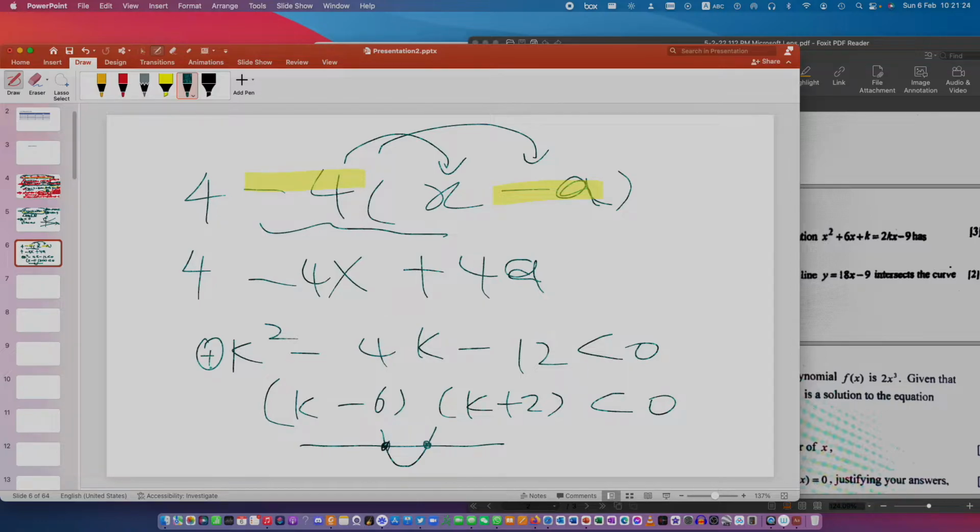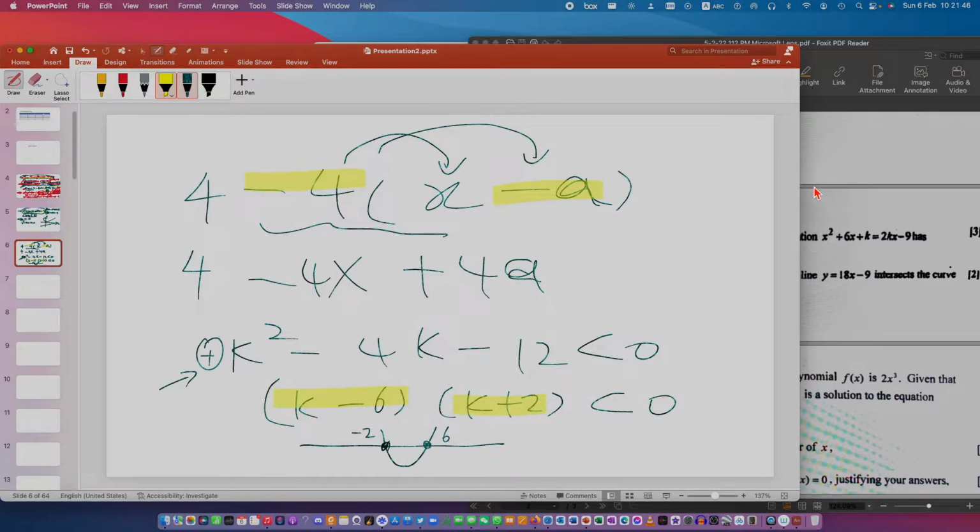So we don't look at the x. We are talking about k, let me emphasize again. The coefficient of k squared is positive, so happy face. Next, I note down the negative 2 and 6. How do I get negative 2 and 6? From here, k equals negative 2 and 6.